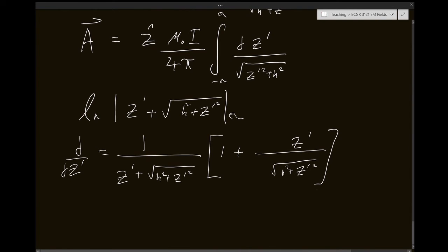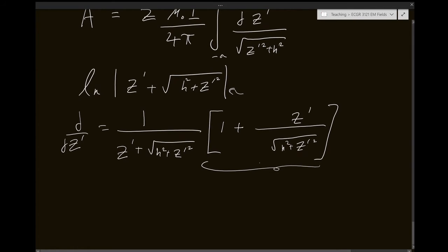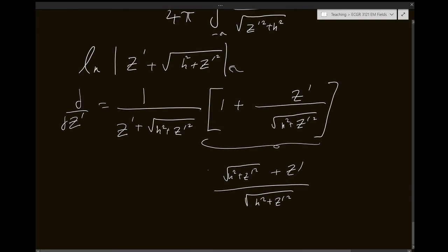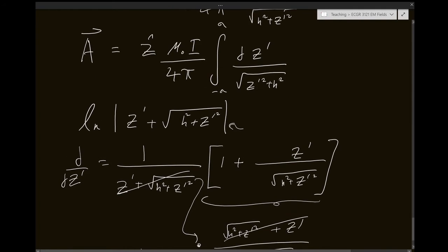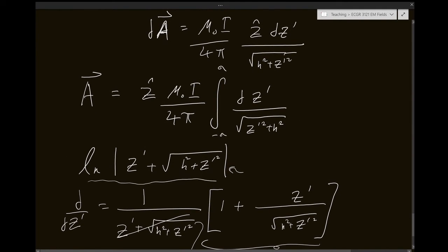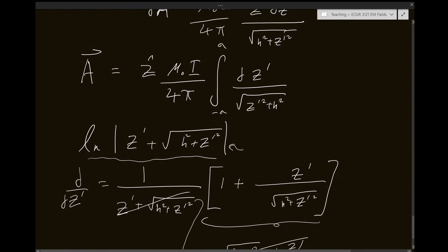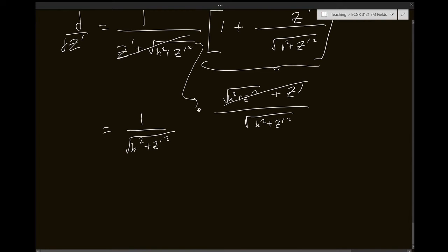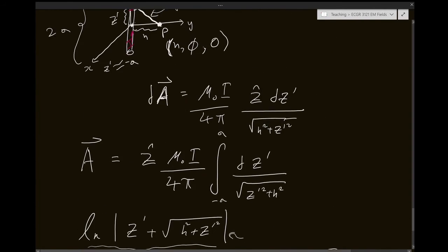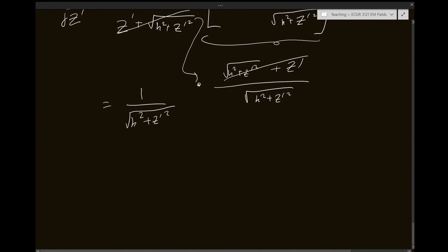And then I sum those two up, right? What happens when I sum those two up? I get square root of h squared plus z prime squared plus z prime over square root of h squared plus z prime squared times this, this cancels with this, and I end up with 1 over square root of h squared plus z prime squared. So I just verified to myself that this antiderivative that I got from the table is correct. Okay, so now what is the field at point P? Point P, according to our cylindrical coordinates, is the point at distance h from the rod, any angle, and z is 0.